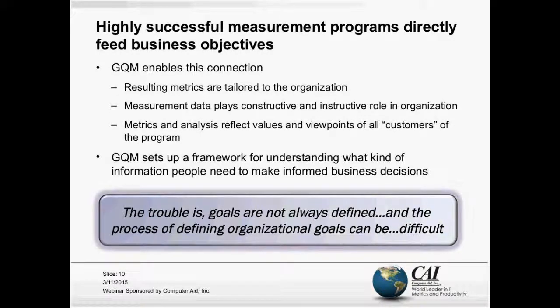And the challenge is goals aren't always defined. And if you get a lot of leaders in a room and say, okay, let's hash out what our organizational goals are, you may be there quite some time. It can be difficult, to say the least.